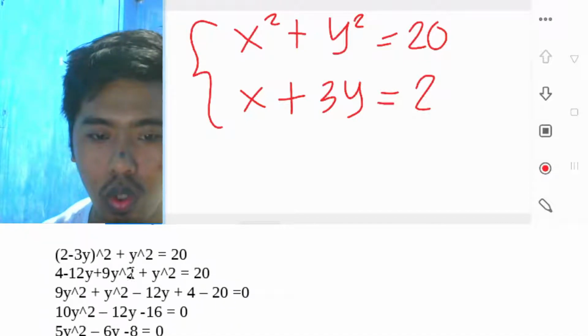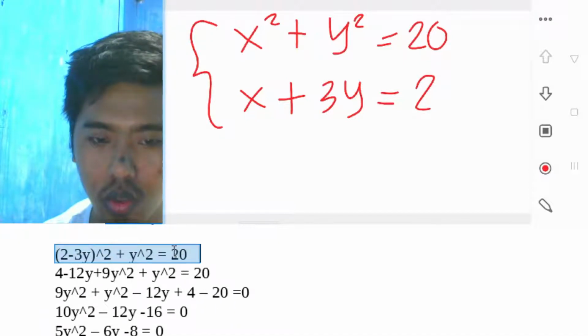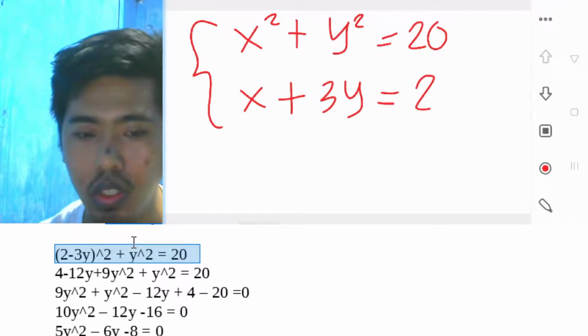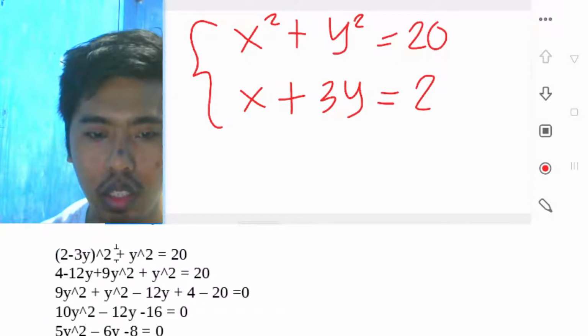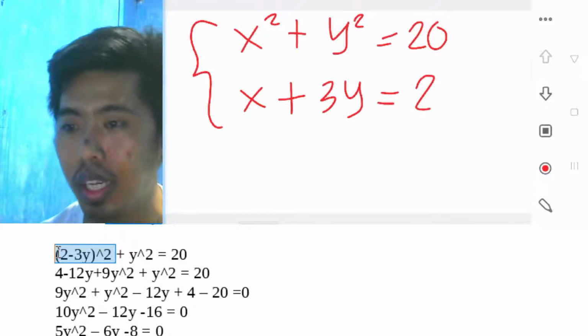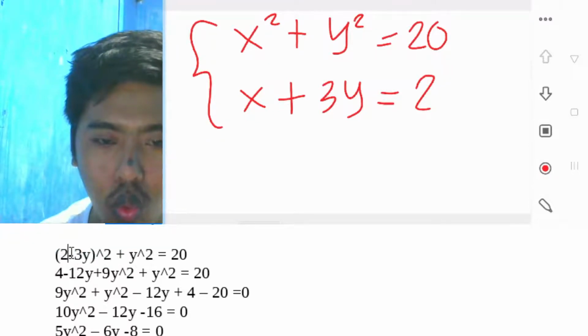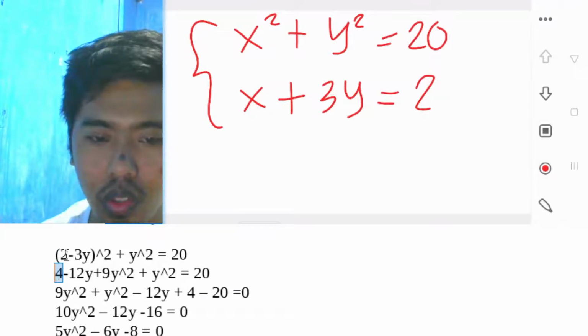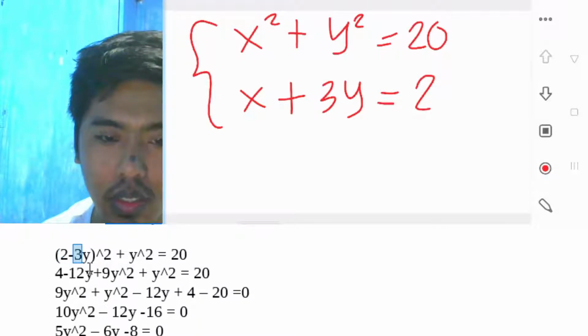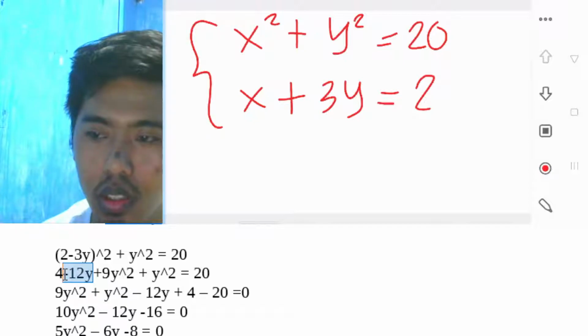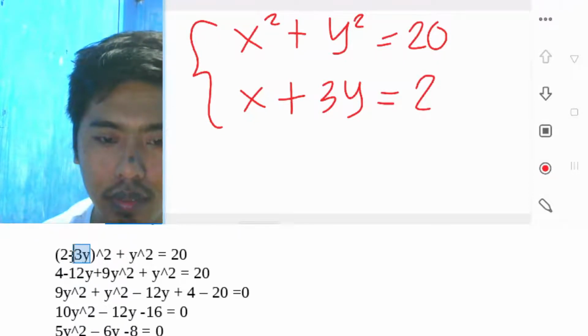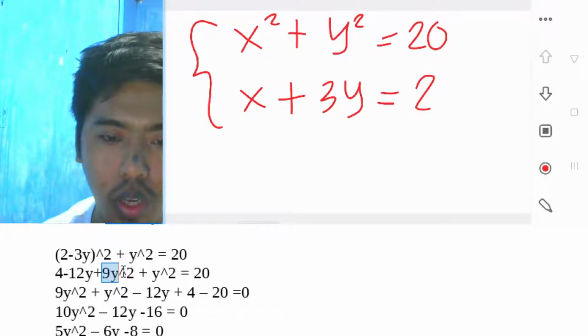After that, you expand, or make it in the simplest form. Since it is a binomial square, make it into a trinomial. Then if we can eliminate something, eliminate; if we can add up something, add up. So 2 squared, that is 4. Then 2 multiplied by 2 and by negative 3y, that's negative 12y. Next is the last term, negative 3y squared, that is positive 9y squared.